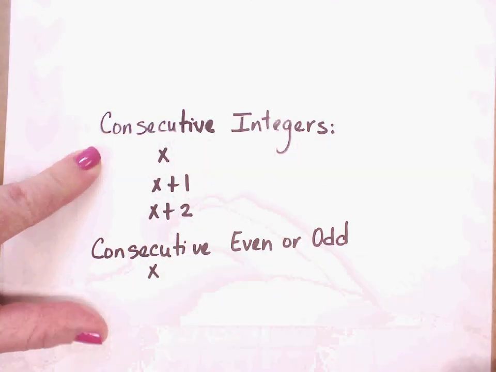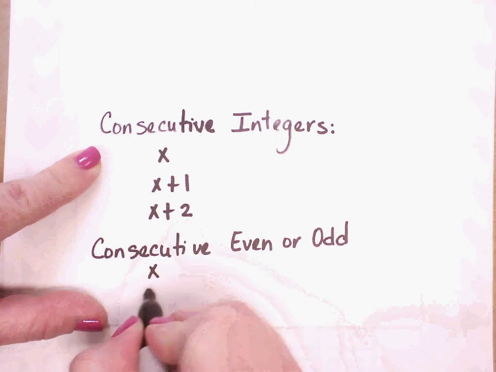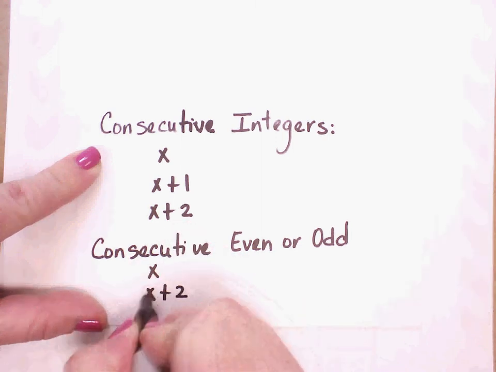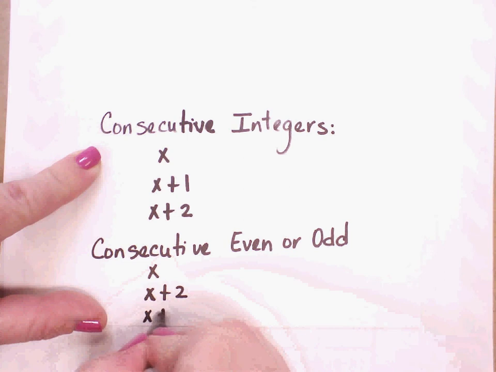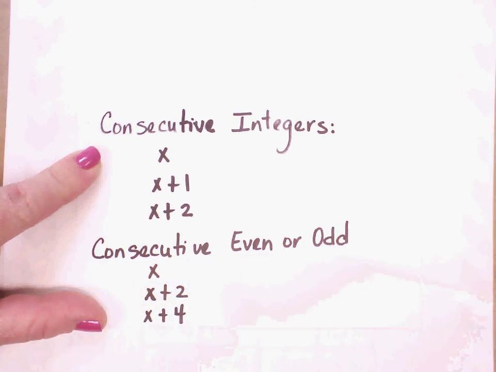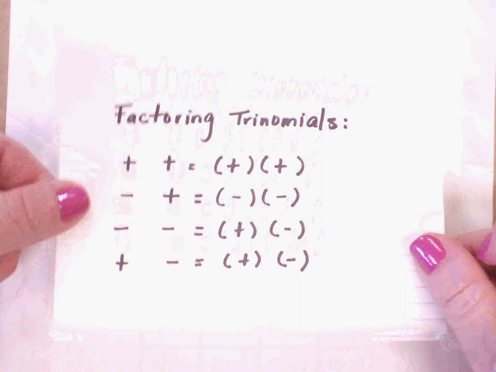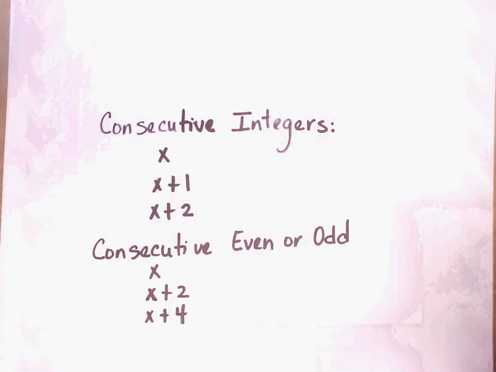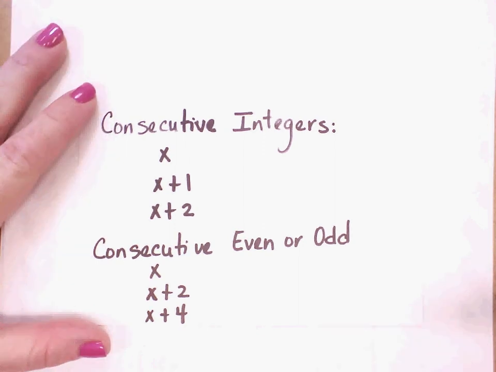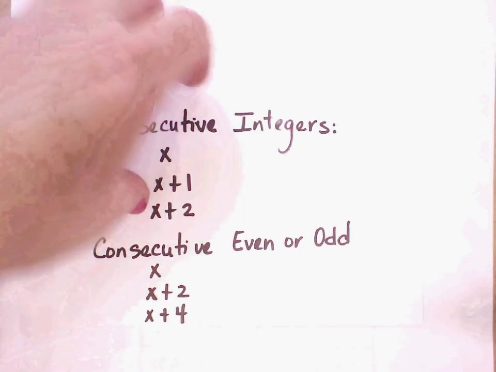Consecutive even or odd, if the first one is x, the second one would be what? X plus 2. And then the next one would be x plus 4, and so on. Okay? So we're going to need this for the couple of worksheets that we're going to be working on in just a second. Okay, so keep that and keep your factoring, right? This one, the plus, plus, minus, whatever, all those little rules, that cheat sheet that we have with all those. Are we good? Yay? All right, so let's start with the first one.